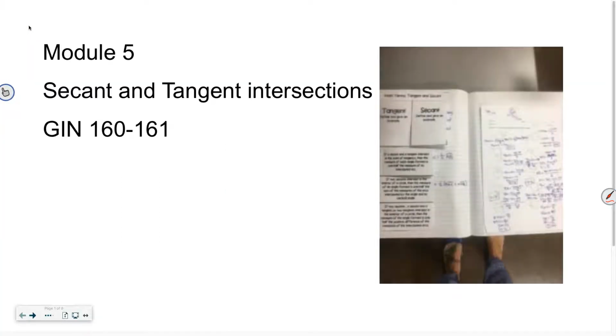All right, so now we're going to talk about Module 5, and Module 5 goes in your notebook on pages 160 and 161. You can see we have the flaps that go on page 160, and then the work goes on page 161, so you can kind of follow along with the picture I've included.